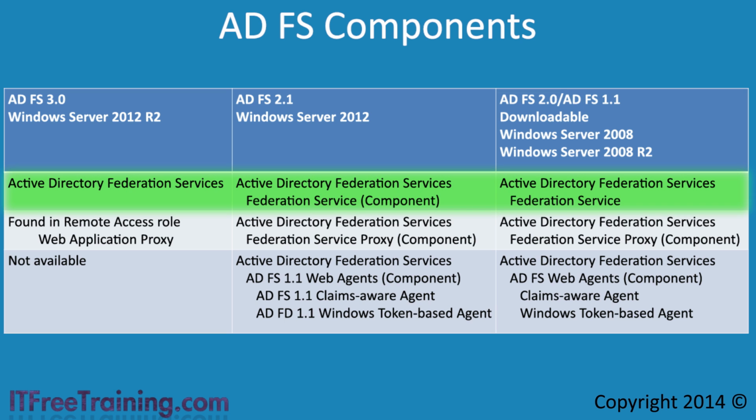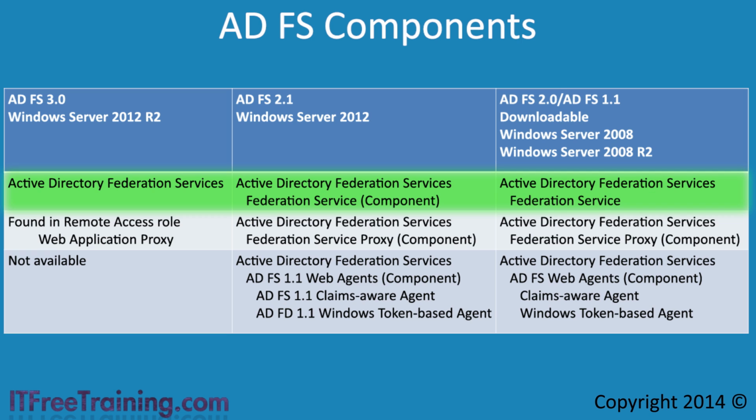The first component is Active Directory Federation Services. Windows Server 2012 R2 comes with version 3 of Federation Services. The most noticeable difference is that Federation Service is a role only with no separate components. When you install the role, you are not given the choice to install additional components like in previous versions.